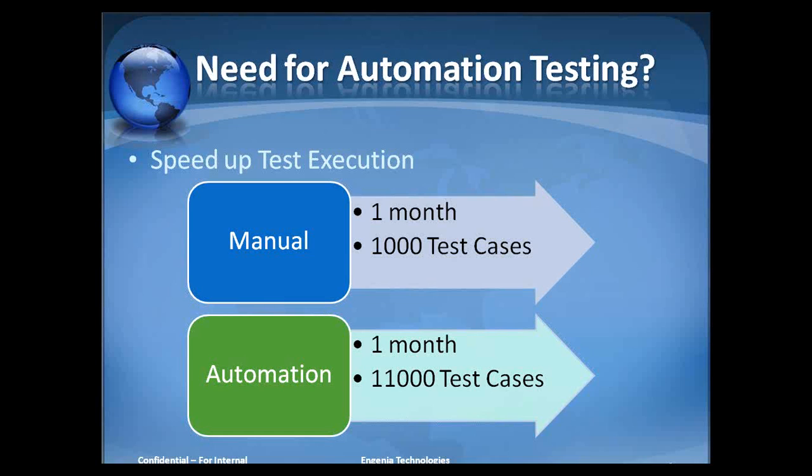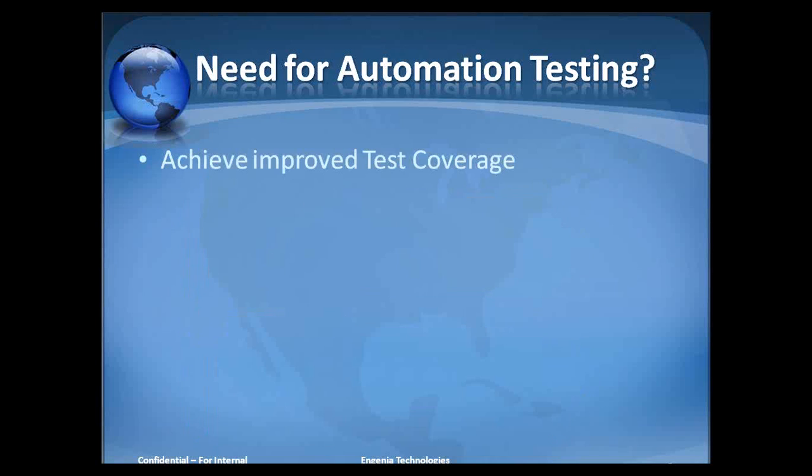So in this particular example which I've taken in the case of automation, 11,000 test cases can be executed in 1 month. This is just a hypothetical example.